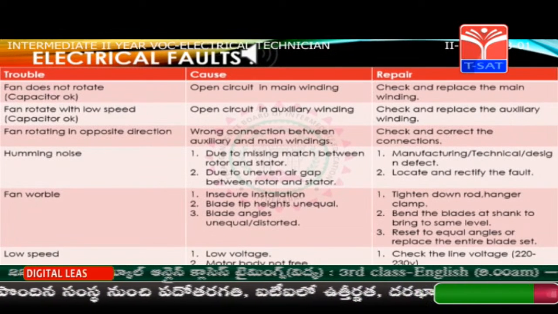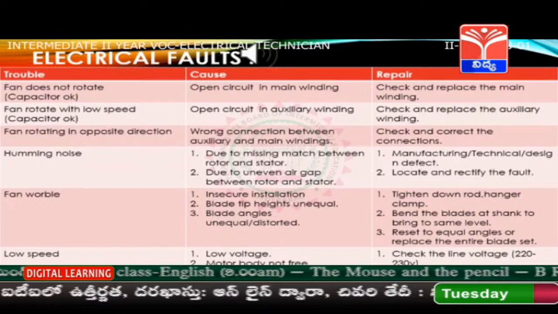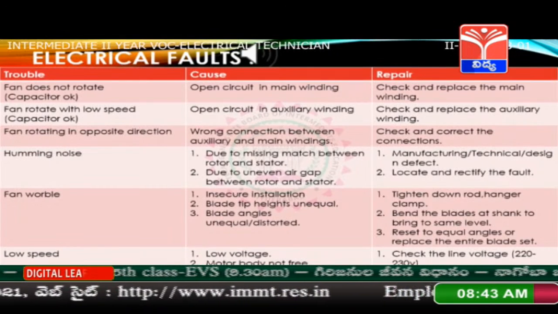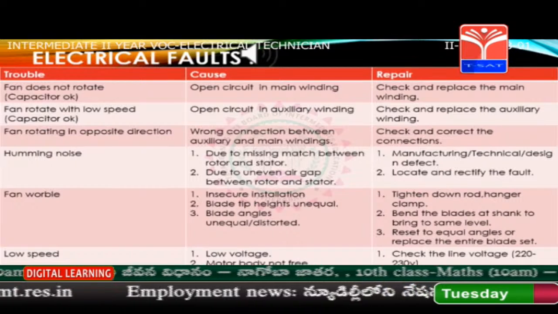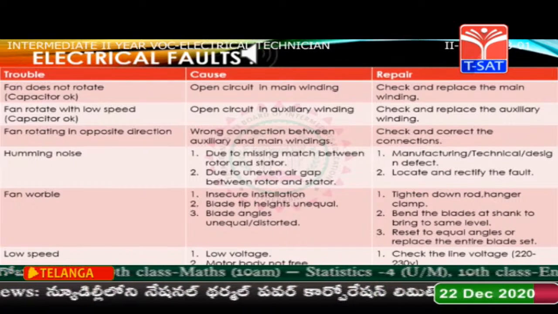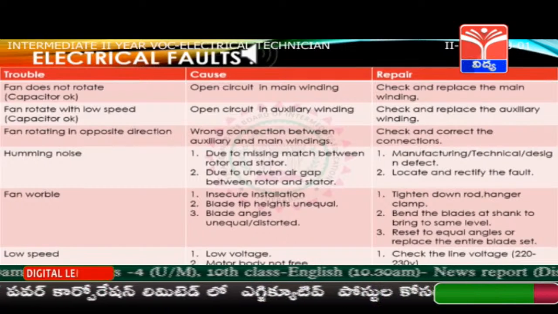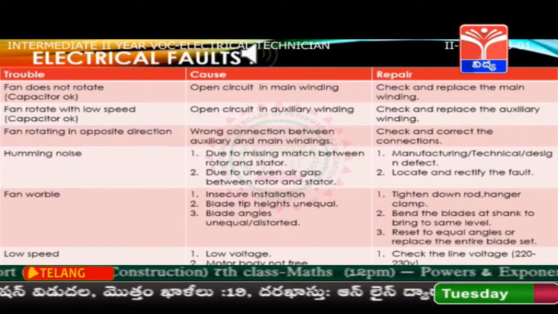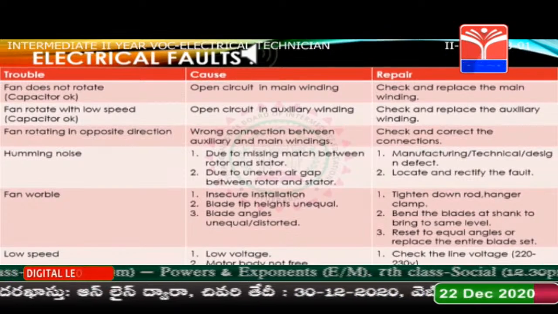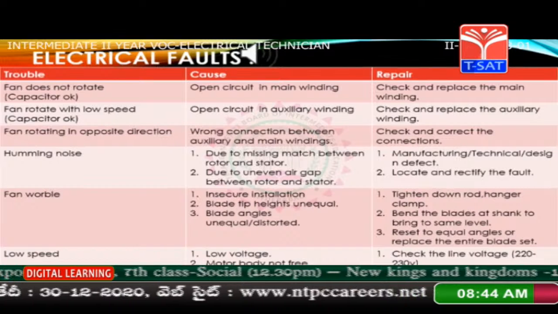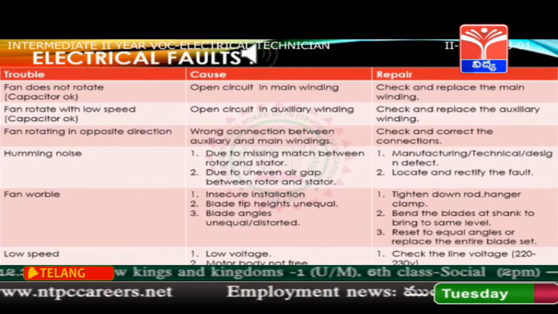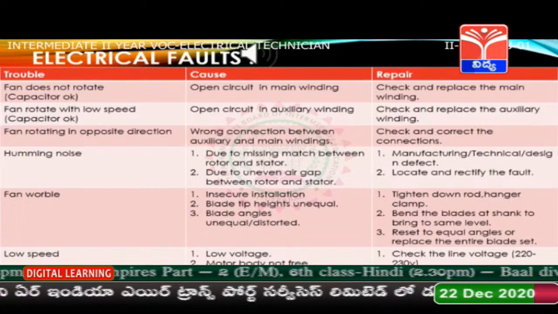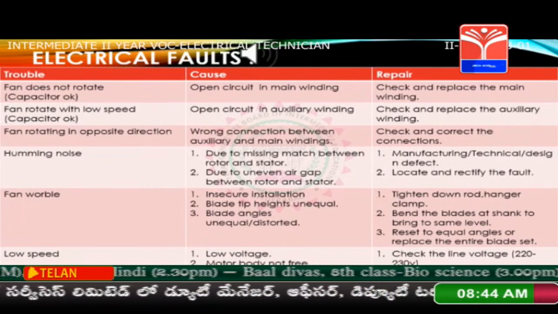Electrical faults in ceiling fan. Trouble, cause and repair. Number 1. Fan does not rotate. Cause is open circuit in main winding. Repair: check and replace the main winding. Second trouble, fan rotates with low speed. Cause: open circuit in auxiliary winding. Repair: check and replace the auxiliary winding. Trouble 3, fan rotating in opposite direction. Cause: wrong connections between auxiliary and main windings. Repair: check and correct the connections.